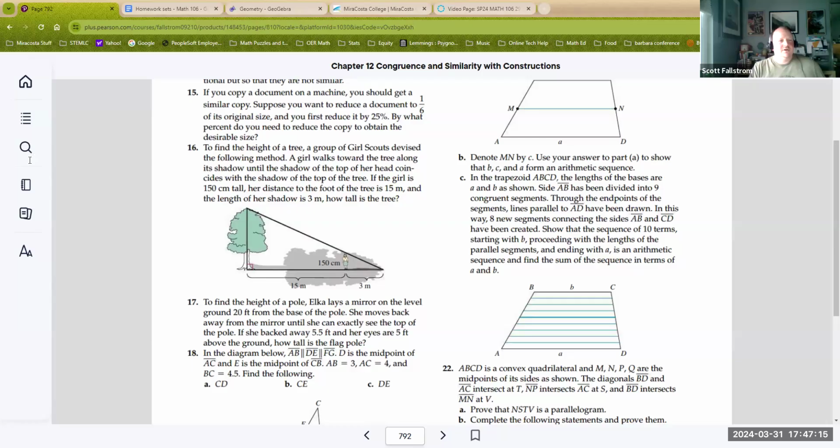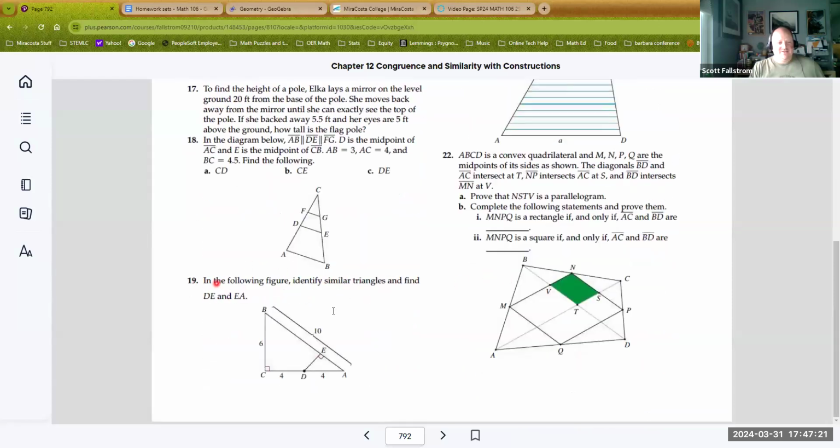All right. 15, 16, what else? 19 and 22. Let's take a look here. 19, in the following figure, identify similar triangles and find the length of DE and the length of EA. Okay, so find the similar triangles. You need similar triangles. Hopefully you can see it. Each of them has a 90-degree angle and another angle. If you need a tip on this one, my tip will be this.